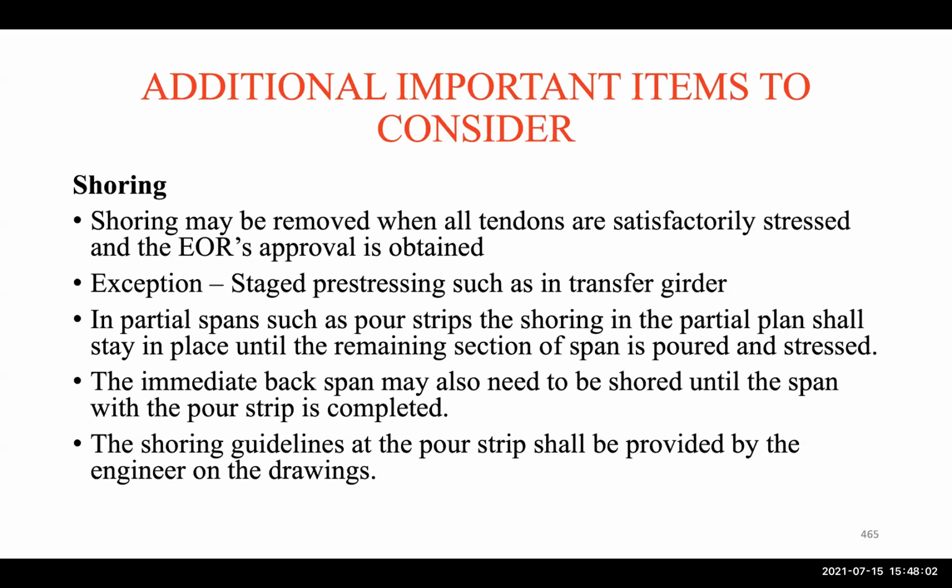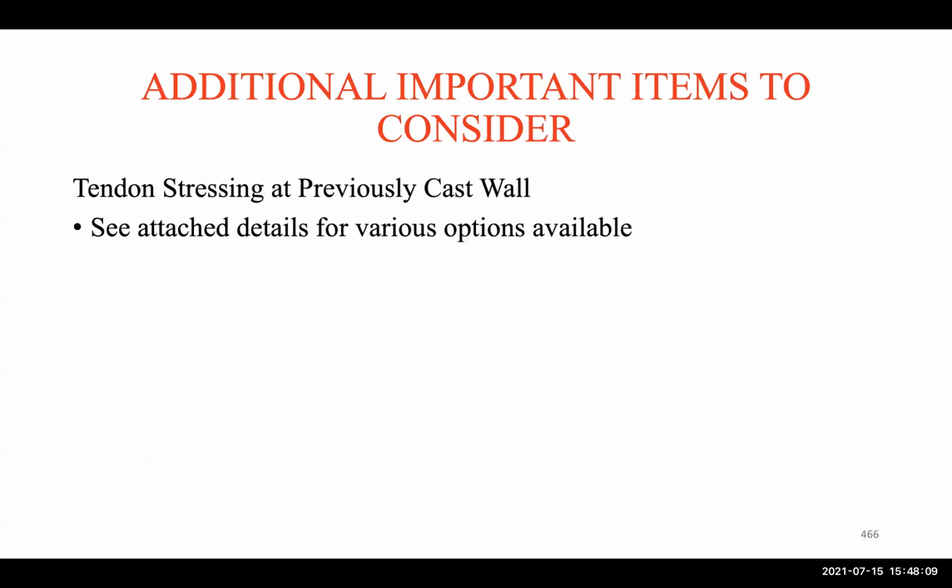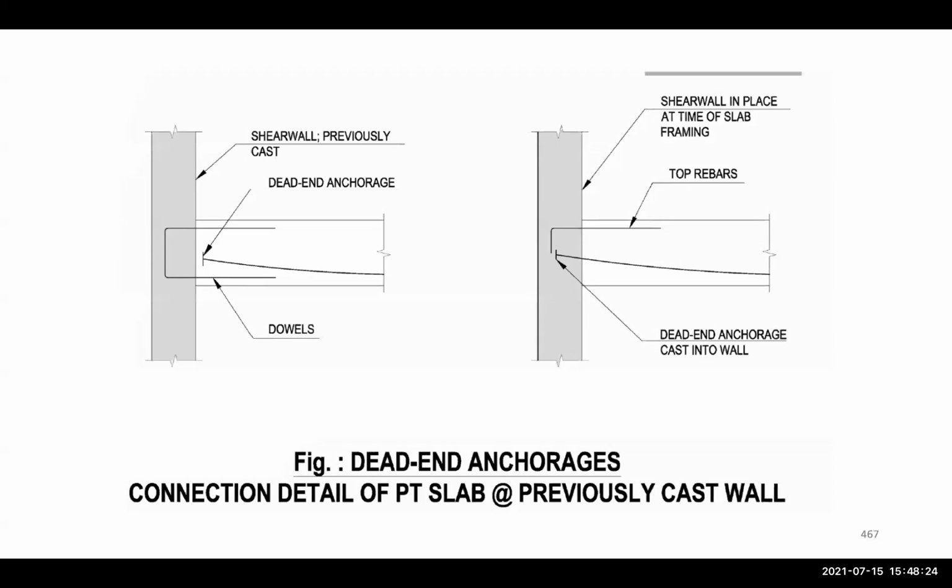So these things have to be studied: what shoring should be there and what shoring can be removed. Tendon stressing at previously cast walls. If there's a wall that was cast from before, what can we do for tendon stressing? We can look at these details.